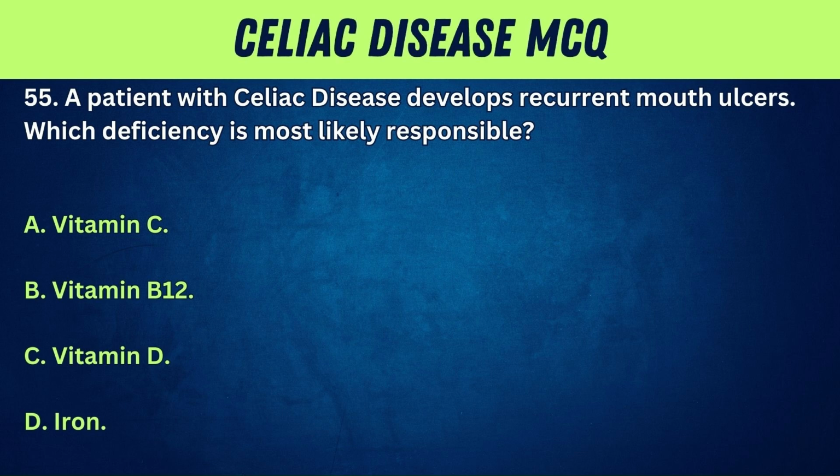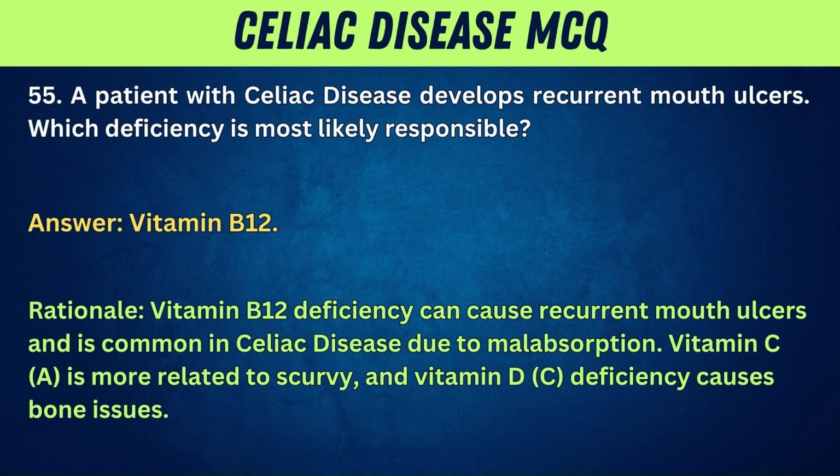55. A patient with celiac disease develops recurrent mouth ulcers. Which deficiency is most likely responsible? A. Vitamin C. B. Vitamin B12. C. Vitamin D. D. Iron. Answer: vitamin B12. Rationale: vitamin B12 deficiency can cause recurrent mouth ulcers and is common in celiac disease due to malabsorption. Vitamin C, A, is more related to scurvy, and vitamin D, C, deficiency causes bone issues.